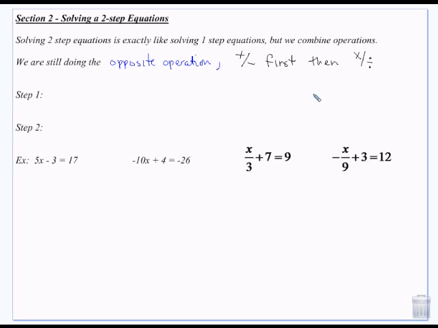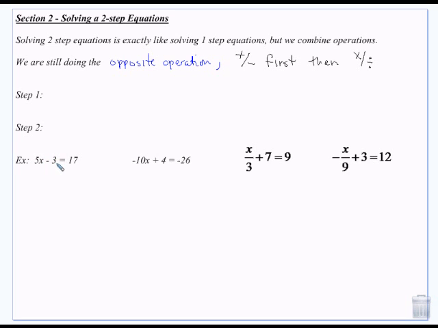Okay, order of operations tells us we multiply before we add, right? So if we're undoing what has been done, we have to go backwards. So if you normally, with real numbers, multiply and then add, if you're solving an equation, you go backwards, so you subtract and then divide. Does that make sense?